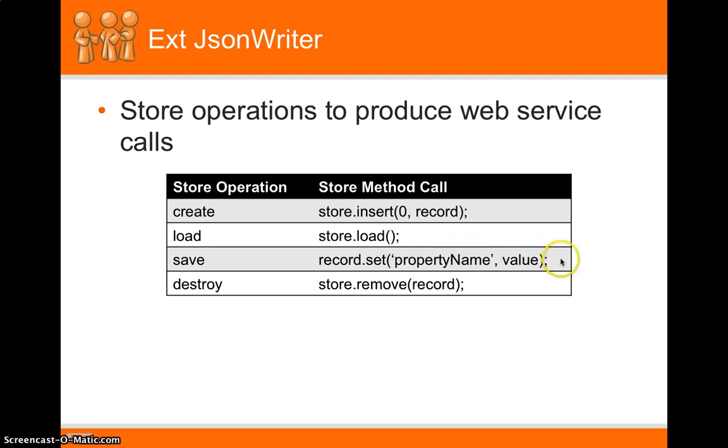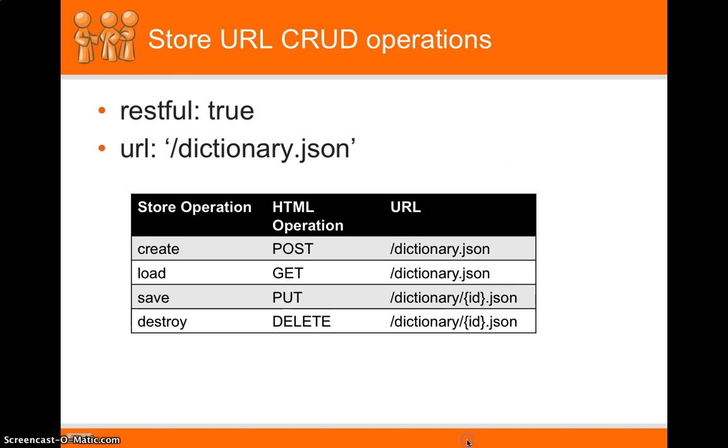To save, you set the value for the property that you want in the store. And then to destroy the record, you just call store.remove and you pass in the record that you want removed. In order to define a store as RESTful, you need to have a config option called restful, and you want to set that to true.